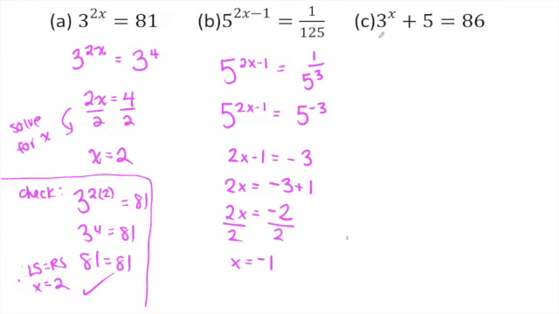Okay, so in this example, we do not have our power isolated because we have this positive 5. So let's get rid of that. We're going to take 86 and subtract 5. So get rid of positive 5. You're going to subtract 5.